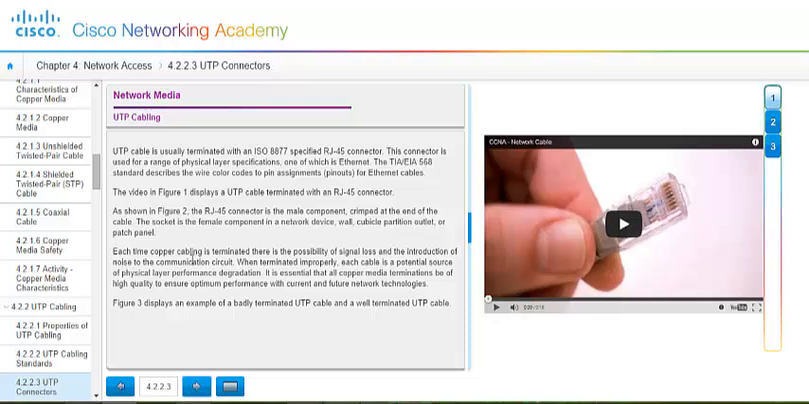Each time copper cabling is terminated, there is the possibility of signal loss. You may have crimped a cable too hard, or you may have caused one of the wires to break. So let's watch this one right quick.